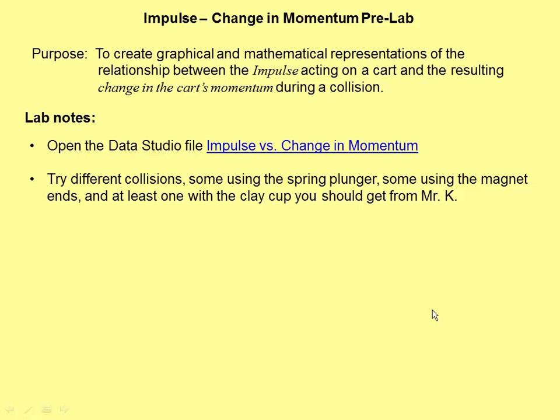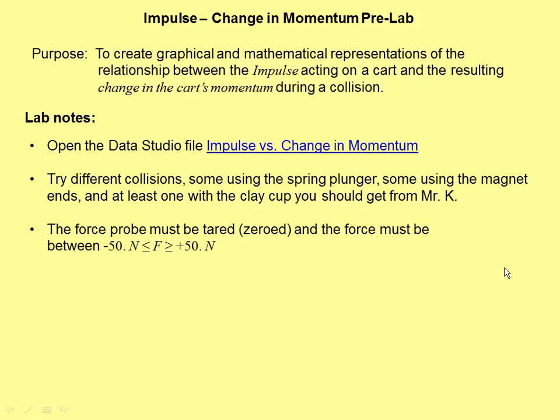You can also, of course, change the velocity by how hard you push, and you can change the mass of the carts. Okay, you have extra masses you can put on there, so you can make the carts more or less massive. So all of those things are different kinds of collision. Spring plungers, magnet ends, clay cup, different masses, different velocities. So you're going to do a bunch of these and look for patterns.